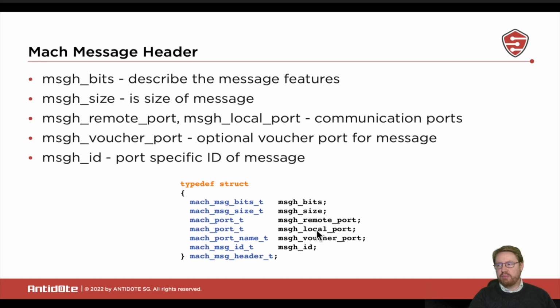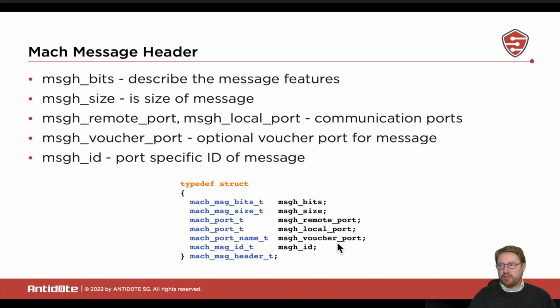Then we have the remote and local port. These are basically the communication ports. The remote port is where the message is sent to, and the local port is for the receiver of the message a hint where they should send a reply to. This can also be null, so that there is no reply expected or no reply coming back.